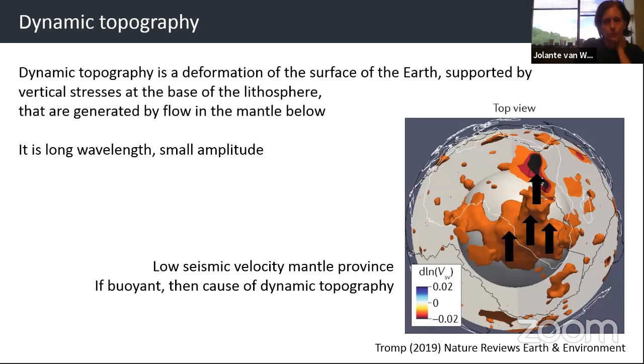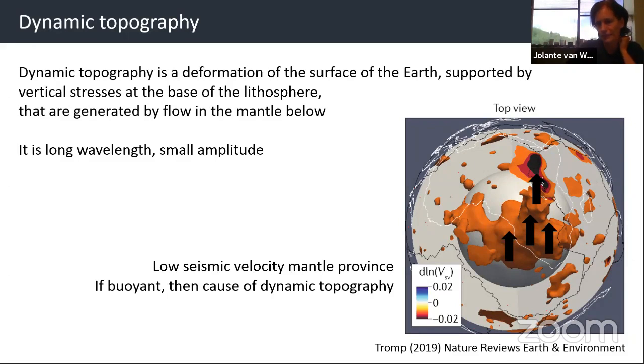So what is dynamic topography? Dynamic topography is uplift or subsidence of Earth's surface as a result of mantle flow. So upward mantle flow may result in dynamic uplift of the surface. Downgoing mantle flow may result in dynamic subsidence of Earth's surface.